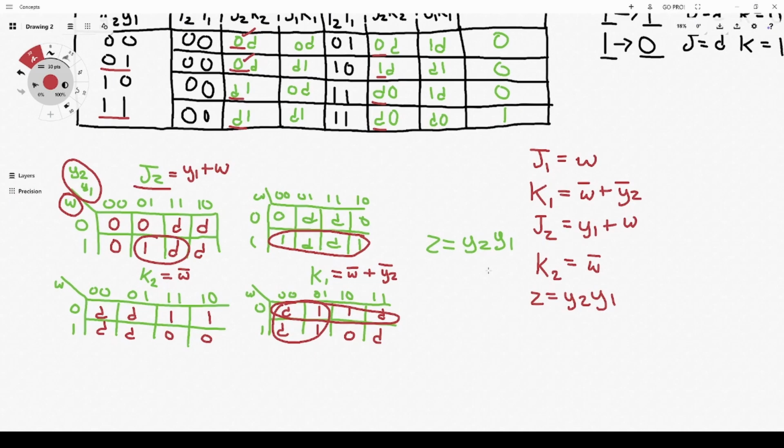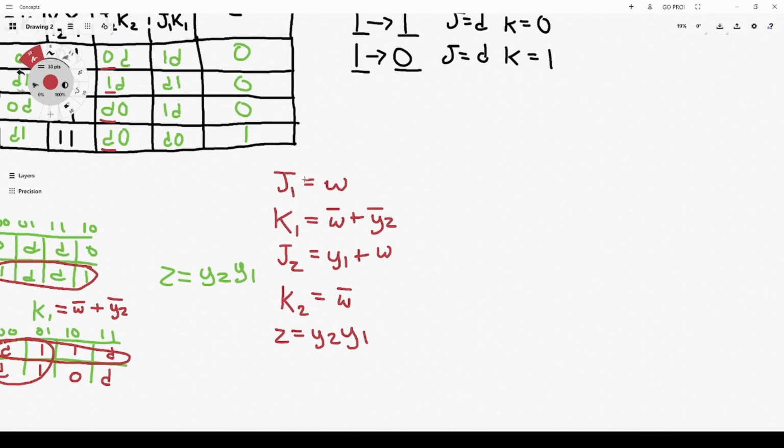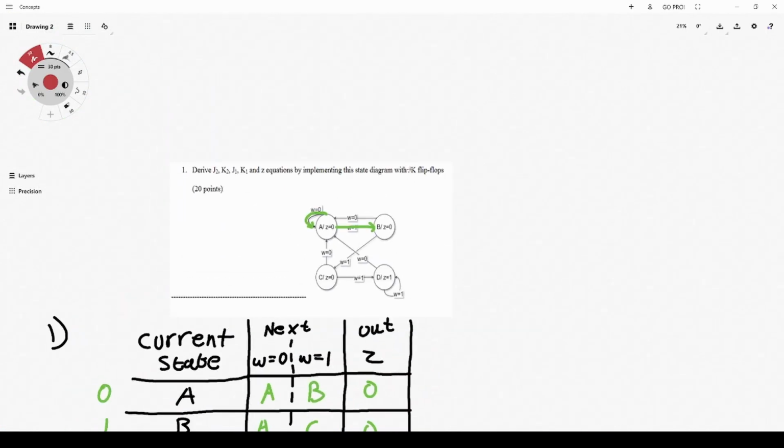Alright, once you complete all that, this is what you should get, and this is basically your final answer, where we implemented this entire state diagram with JK flip-flops.